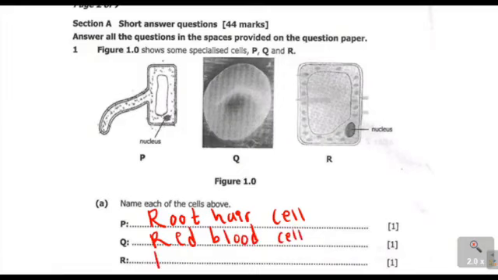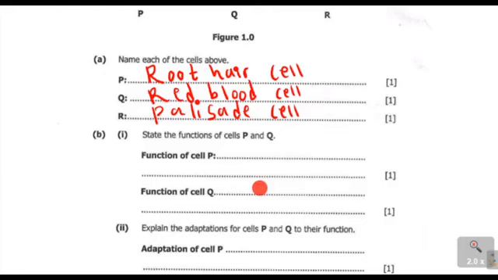Then cell R, we have said this is the parasite cell. This is the parasite cell. So these were the answers to this question. So let us look at the second question now.